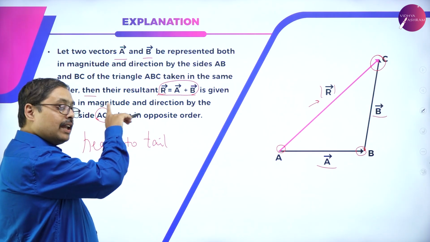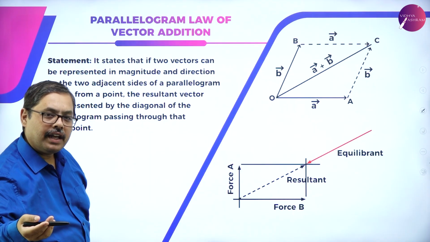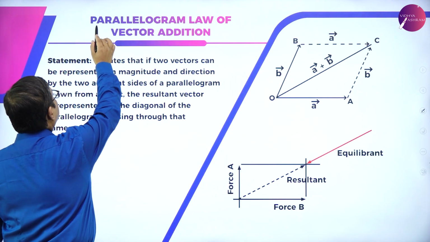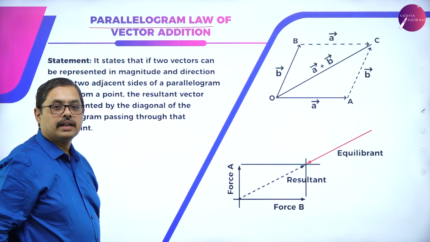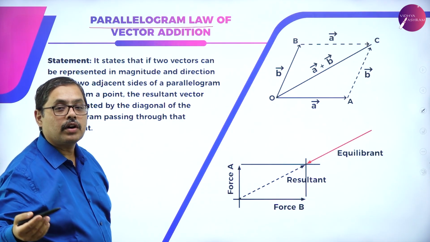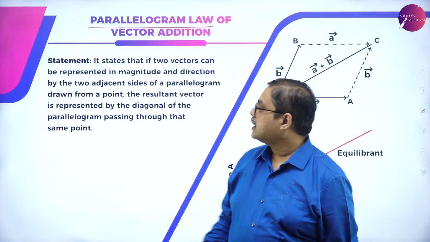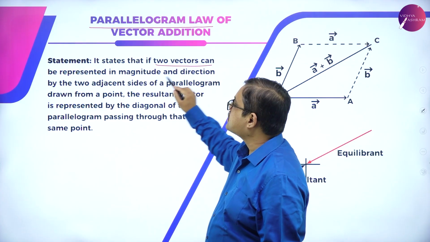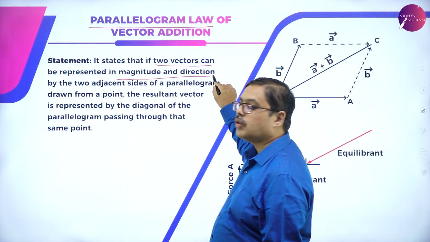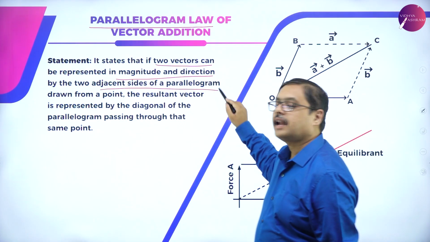So this was one way how you could add vectors. What is the second way in which I can add vectors? It is the parallelogram law of vector addition. With the help of the parallelogram law of vector addition, I can add two vectors. What does it say? It states that if two vectors can be represented in magnitude and direction by the two adjacent sides of a parallelogram.